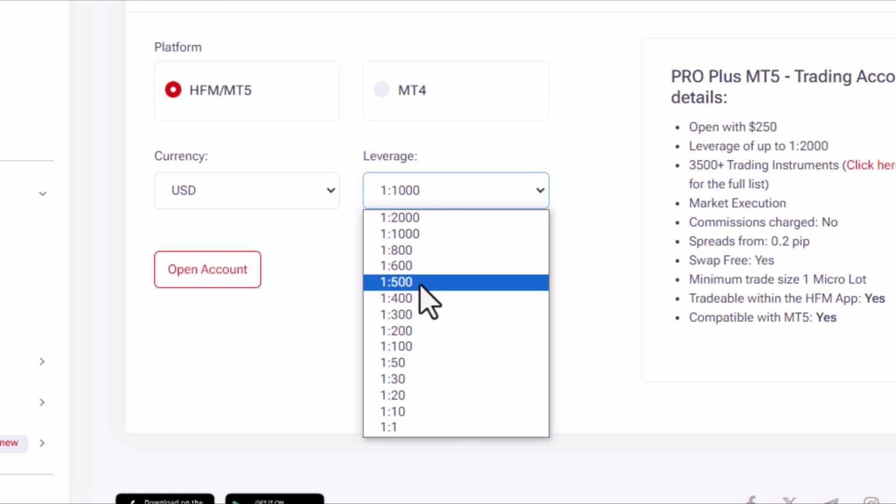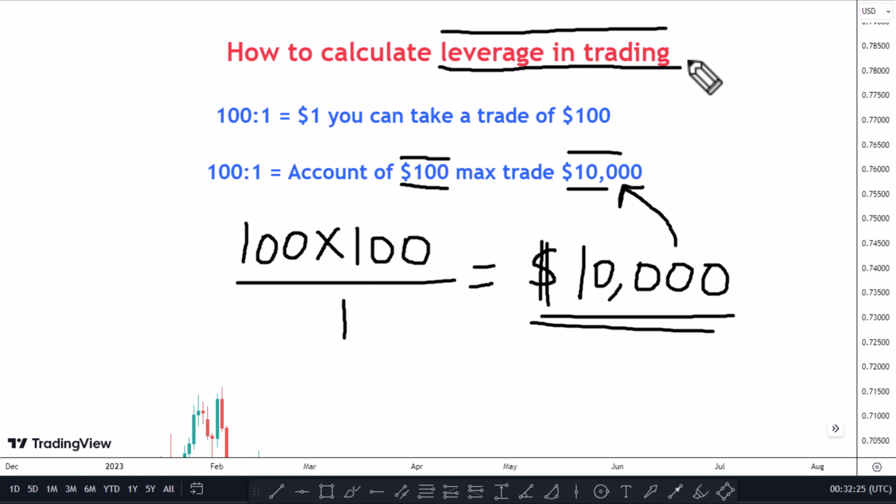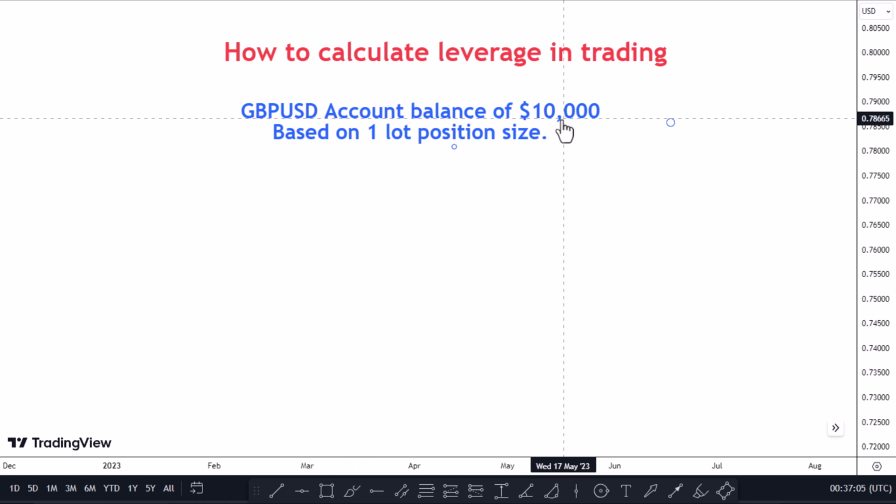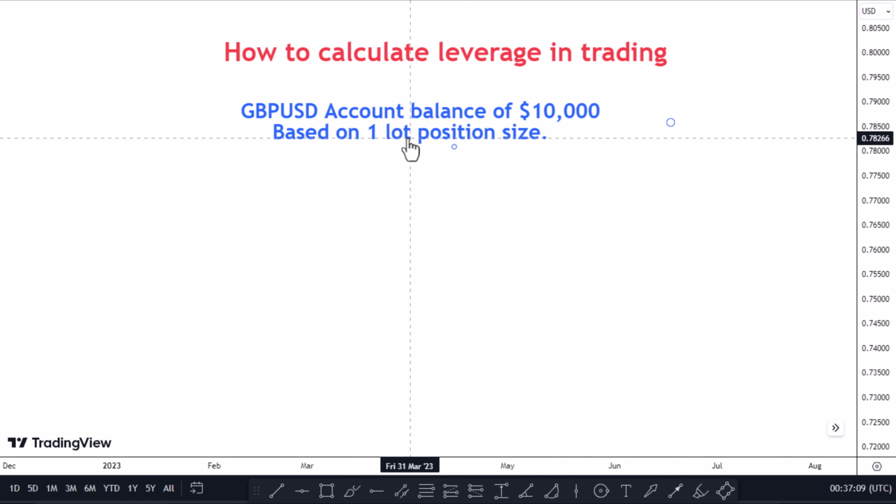This means for you to execute a $10,000 position size, your broker reserves $100 from your account. Effectively, you are managing $10,000 with a mere $100. That sounds crazy, right? That is the power of leverage in trading. Let's replicate this scenario to pips value on a standard trading account on GBP paired against USD currency pairs with a trading account balance of $10,000 based on one lot position size.